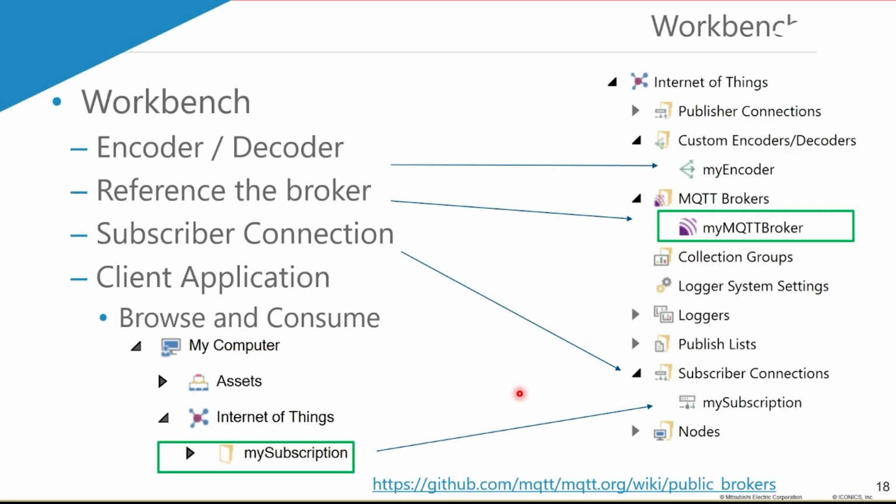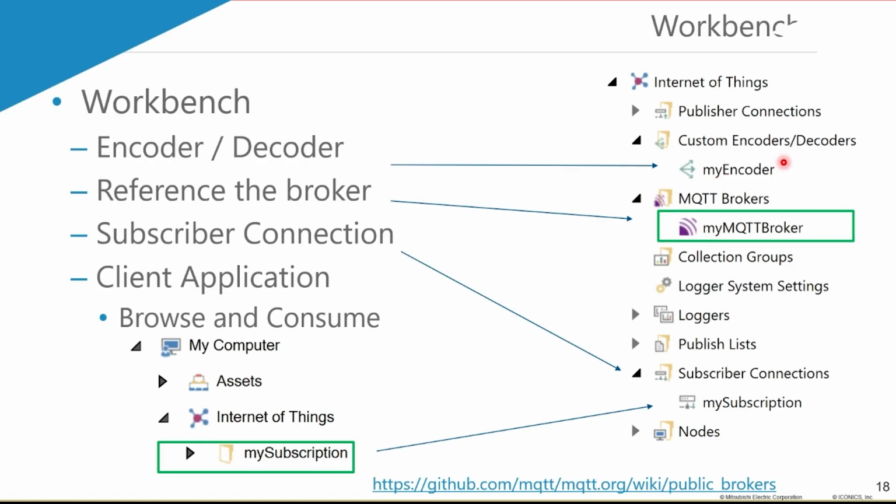Right. In Genesis 64, we use Workbench to do a lot of configuration and application setup. So for the broker, it is in this location, under IoT. We have things like an MQTT broker where you need to create a broker name and so on for the setup. You can create a subscription connection, and also customize your encoder and decoder. This encoder defines the expected format of the message that you receive. Of course, you can choose to use the default Iconics JSON, or you can use your own decoder.